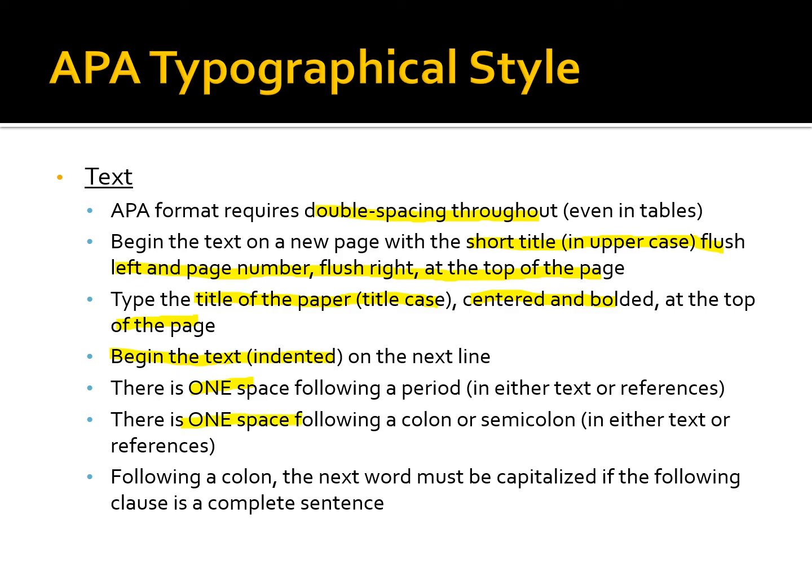So some other particulars about typing your manuscript or your paper. There is one space following a period. This is true in either the text or in the references. There is one space following a colon or a semicolon in either text or the references. Unless following that colon, the next word is a complete sentence, in which case you would capitalize the next word. And of course, as I mentioned earlier, this is also true for titles. So if you're in the reference list, you're typing a title of an article, and it's, let's say, Gender Reveal Parties: What They Reveal About Transphobia, then the G in Gender Reveal would be capitalized, and then the colon, and then What They Reveal About Transphobia, the W in What would be capitalized. Okay, so that's always going to be the case.